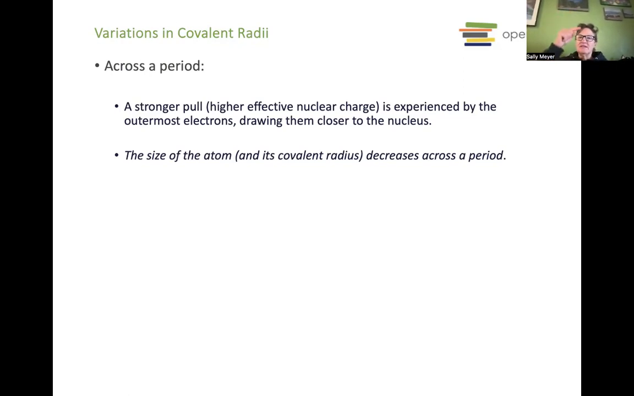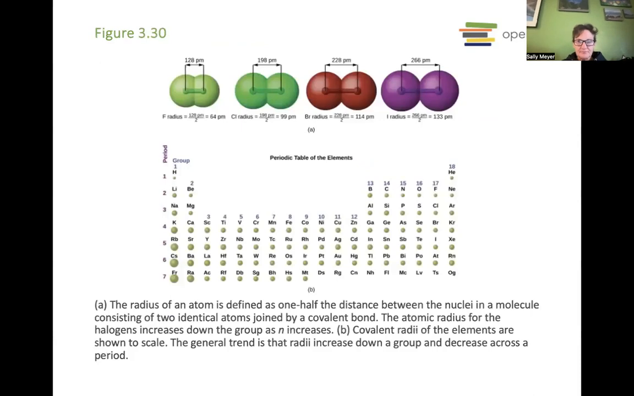So as you're going down a group, the atomic number is getting bigger and you're getting more electrons and the atom gets bigger. But because the Z effective gets bigger going from left to right, atoms actually get smaller as they have more electrons in a period.